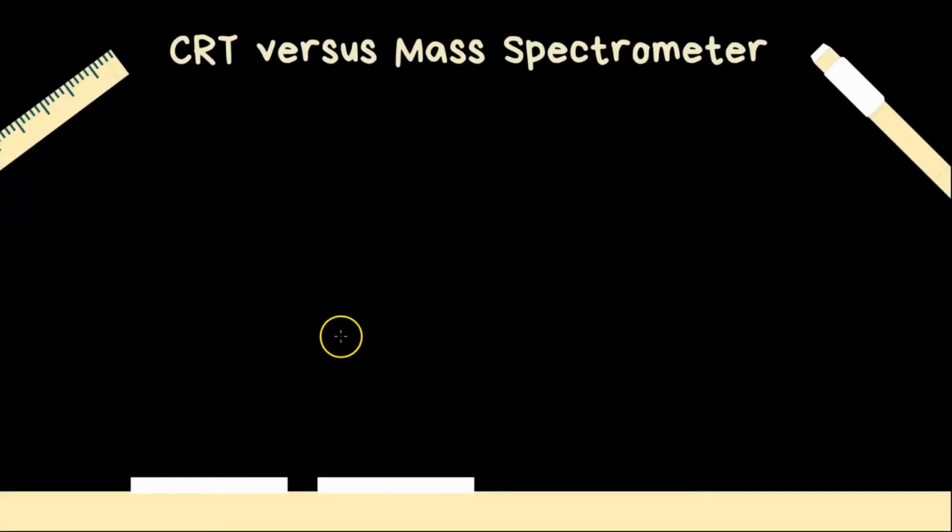So I got a comment in a previous video asking me how to calculate, or what are the formulas to calculate, the mass of an electron and of a proton. Now to do that, I've made this video where we're going to compare a cathode ray tube with a mass spectrometer.